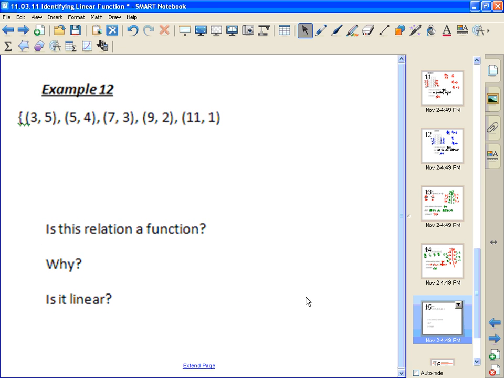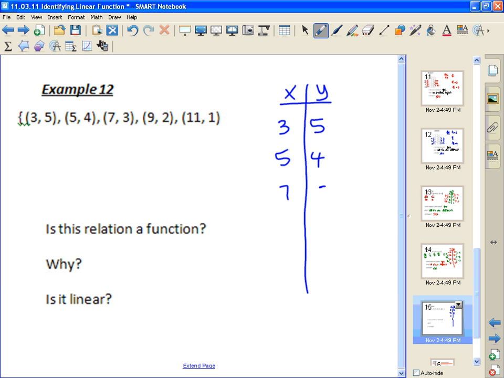Okay, so last example here. I'm going to put them in a table. I have 3, 5, 5, 4, 7, 3, 9, 2, and 11, 1. So all of the x's are different, which tells me, yes, it's a function, and that's the reason.